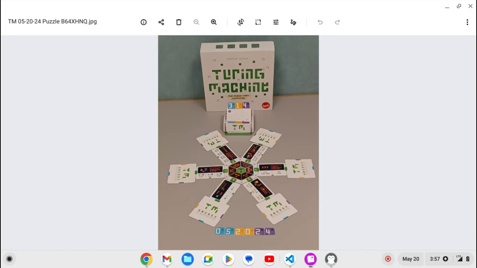Let's begin. Today's May 20th, 2024, and we're doing the Daily Turing Machine Puzzle. Today's puzzle uses 6 criteria cards and 6 verification cards. Let's go to turingmachine.info for the details.